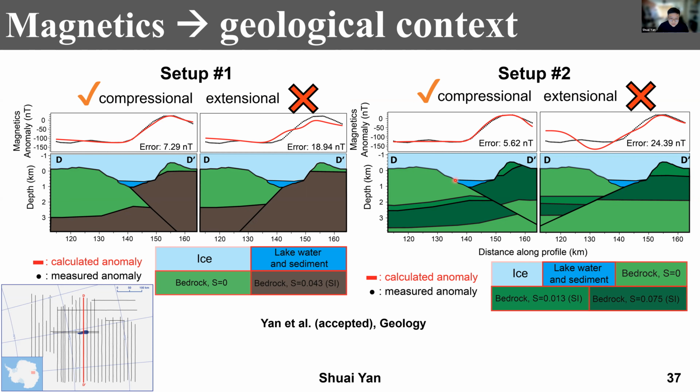So here is a cross section, and on the top you have the calculated response in the red curve, and the dark dots are the actual measurements. Oh, there's somebody knocking on my door. Sorry, give me 1 minute.